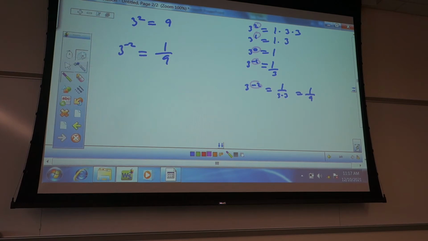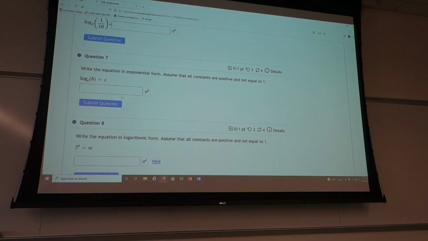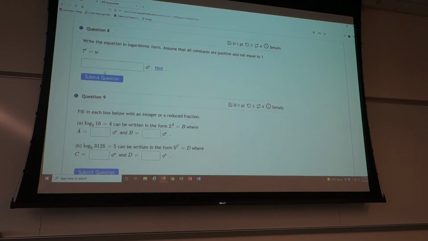So there's that one. Write the equation in exponential form. That's just writing my base to the exponent equals the answer. And then this is the same thing. Write it in log form. So now you have log, then your base, then your answer, equals your exponent. So log, remember, goes log, then your base, then your answer equals the exponent. You've got to write it in this form.